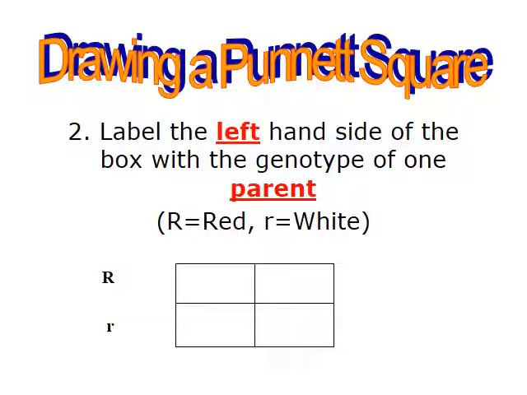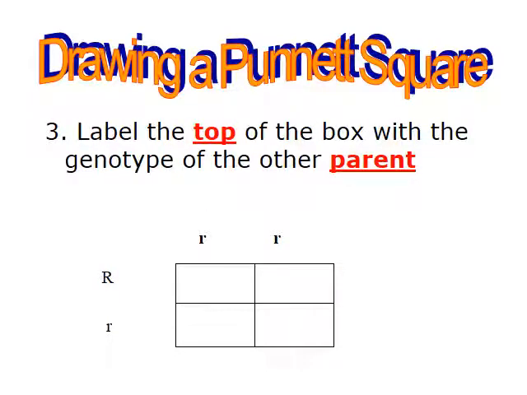And it does not matter which parent goes on which side of the Punnett square, as long as you have one parent on one side and one parent on the other side. So you can see we put the big R and little r on the left-hand side of this Punnett square. We then take the genotype of the second parent, and we put them on the top, one in each column.